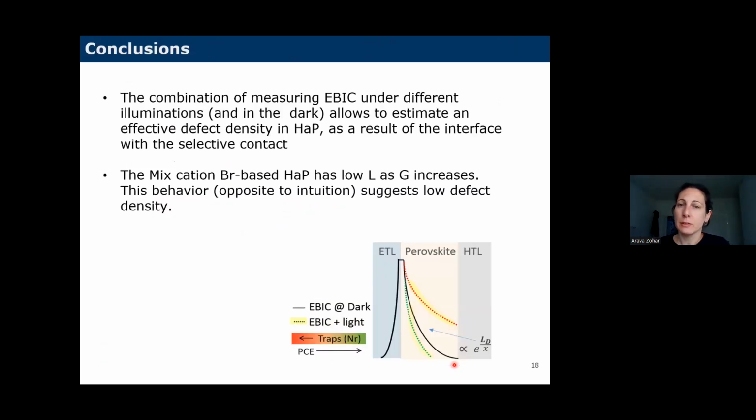And to conclude, it's very important to do operando measurements, or to measure those properties in a cell configuration, in order to get accurate values, because the contacts do matter and do affect the properties. And unlike our intuition, once we illuminate or add more carriers, for a less defective material we should expect a lower diffusion length.